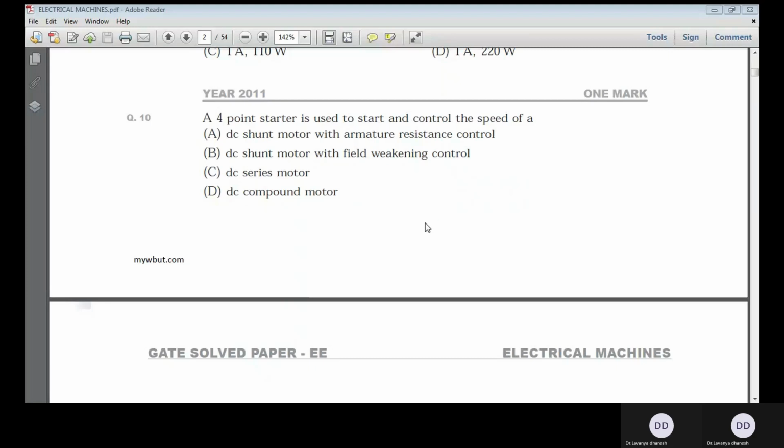So you should be knowing not only the 4-point starter. Again, you have to go for the 3-point starter. All the 2-point starters, everywhere you should be knowing where it is applicable. Everything you should understand.